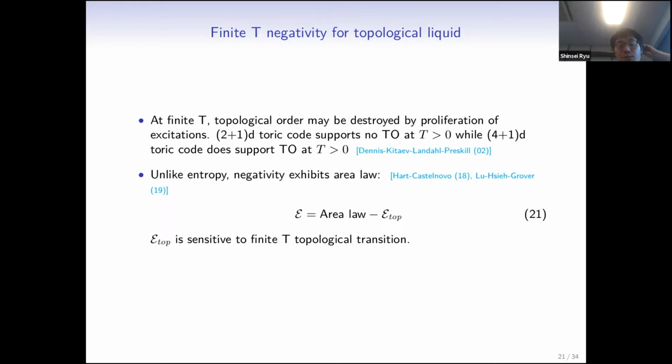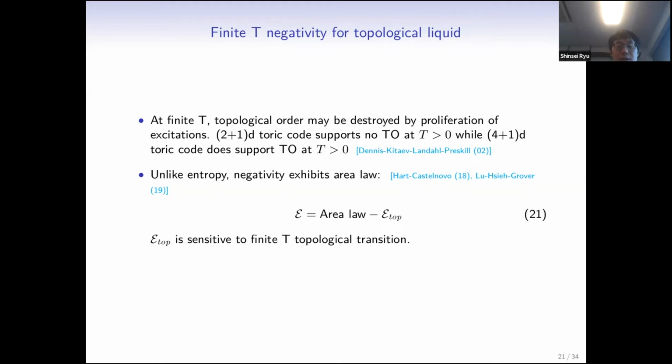And as it turns out, for two-dimensional, two plus one dimensional topologically ordered phases, finite temperature always just destroys topological order. But in higher dimensions, topological order can survive even at finite temperature. For example, the 4 plus 1D toric code model does support topological order even at finite temperature. And these papers studied entanglement and negativity at finite temperature in the toric code model.